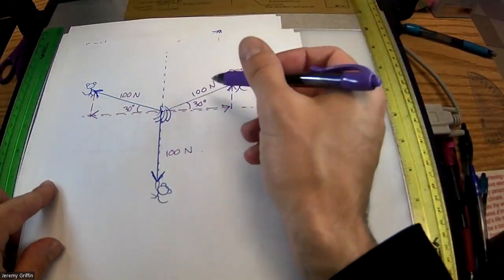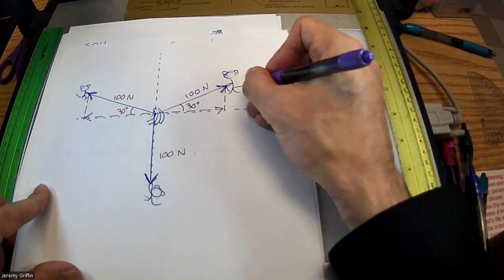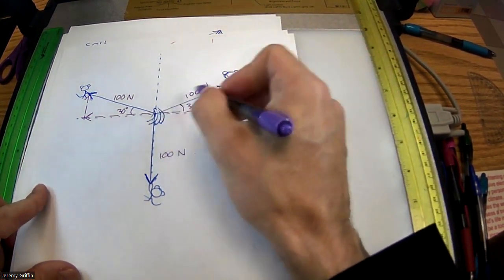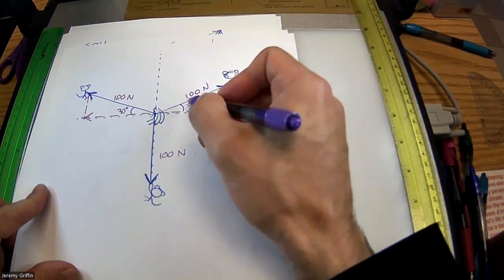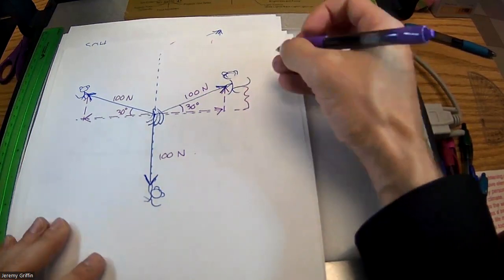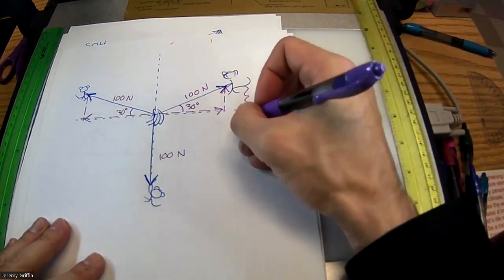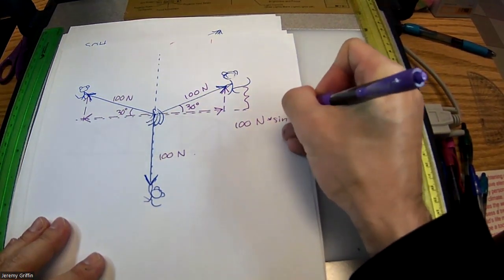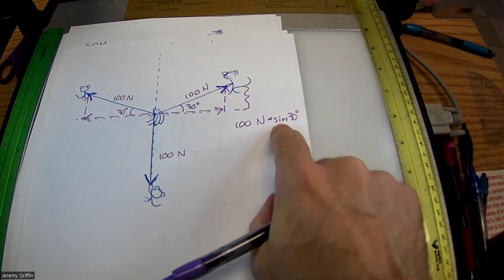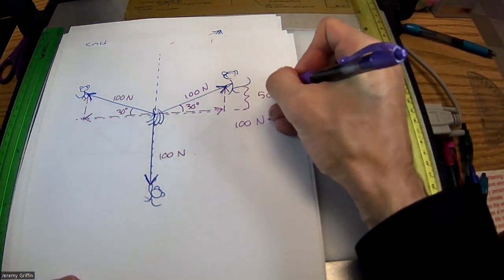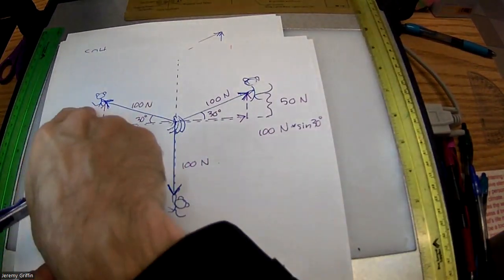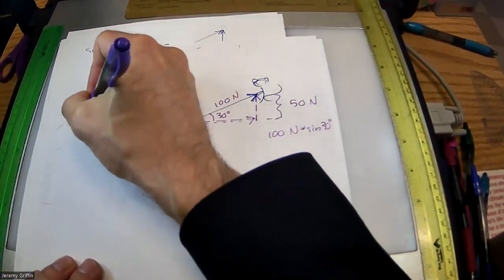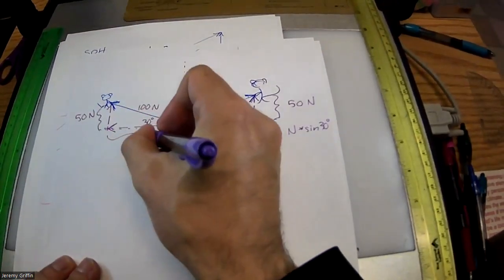Okay. So how do you figure out this right here? This is what times what? 100 times sine of 30 degrees, because it's opposite sine, right? So now 100 newtons times sine of 30 degrees, right? And what does that come out to? 50 exactly, 50 newtons, right? Oh, do you think this is the exact same geometry over here? 100 times sine of 30 degrees, which would be 50 newtons. That be true? Okay. How about this component right here?